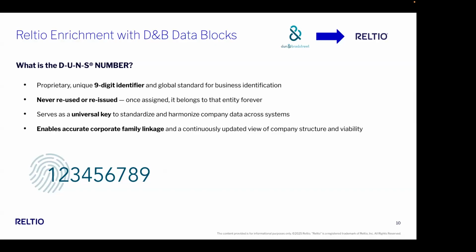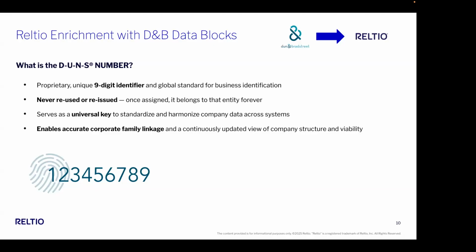So one, importantly, is the DUNS number. What exactly is the DUNS number, which gets clearly identified as a unique identifier? Well, it is a proprietary unique 9-digit identifier and a global standard for business identification. The number in itself is never reused or reissued. Once assigned, it belongs to that entity forever.